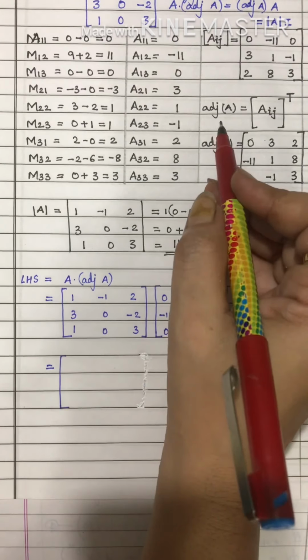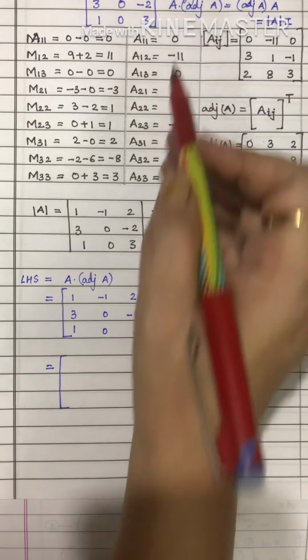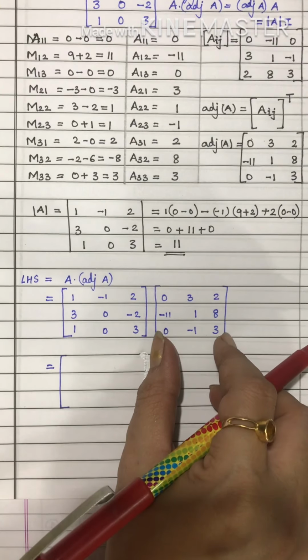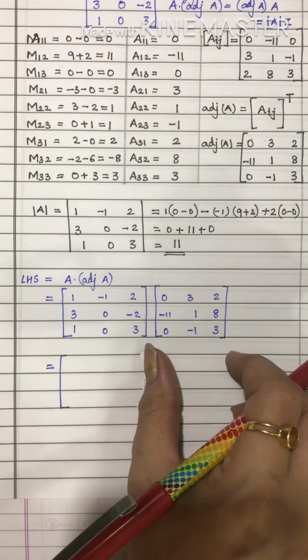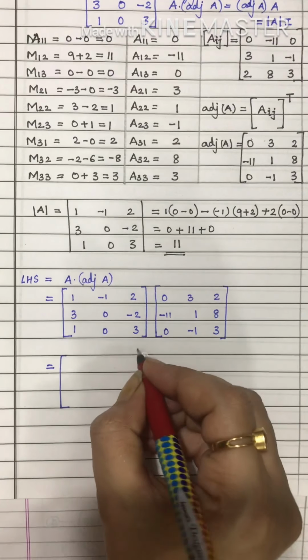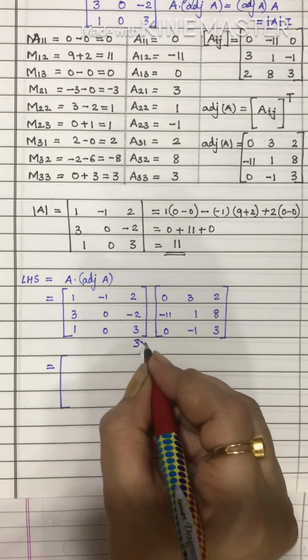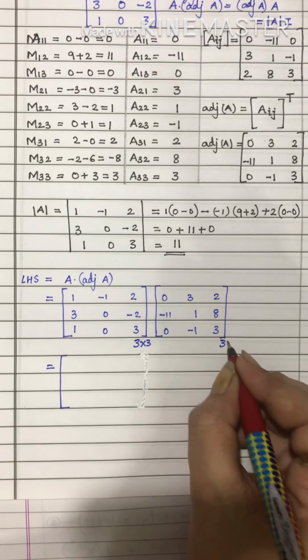Here we will first of all try to solve for A into adjoint A. So here I have taken matrix A multiplied by adjoint A matrix. Now for multiplication there is one rule which we have already seen in our standard 11. I'll just quickly revise it. The first matrix is of order 3 by 3, and the second matrix is of order 3 by 3.